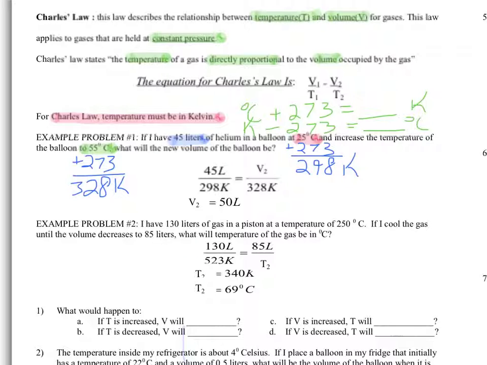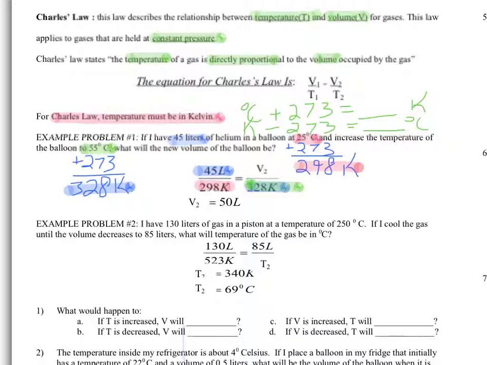So we go through and we plug in all the numbers we know. 45 liters. Liters is volume, so that was my starting volume. 298 Kelvin was my starting temperature. And 328 Kelvin was my final temperature. Plug everything in. And then in this formula, you get to do the kind of math most of you seem to enjoy. You get to cross multiply. 45 times 328 divided by 298.